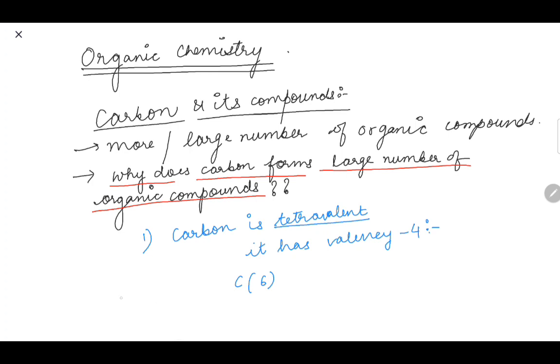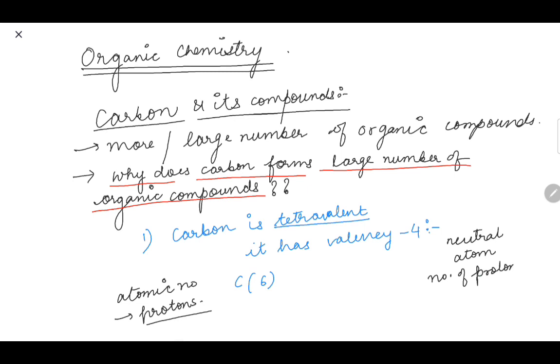Atomic number means the number of protons. And we also know that in a neutral atom, the number of protons is always equal to the number of electrons. That's what we know, isn't it?